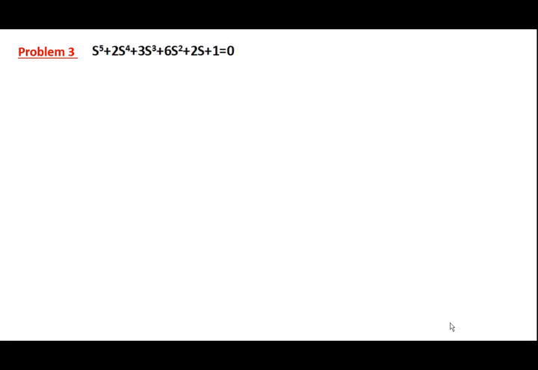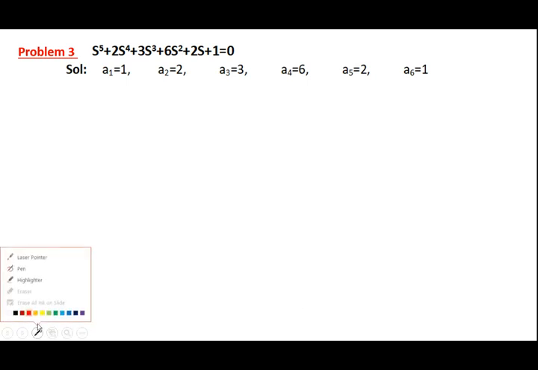Problem 3. s^5 + 2s^4 + 3s^3 + 6s^2 + 2s + 1. So here all the coefficients are present. Which are the coefficients? 1, 2, 3, 6, 2, 1. These are the coefficients. You need to construct a Routh array using all these coefficients.